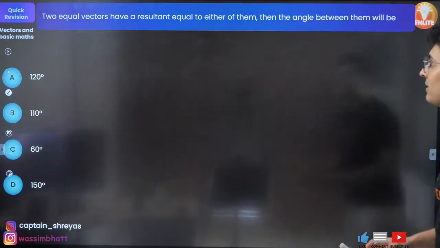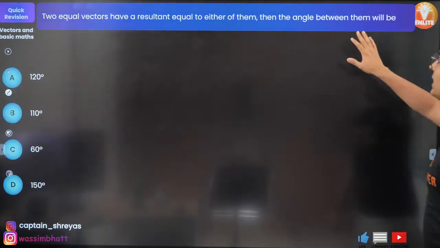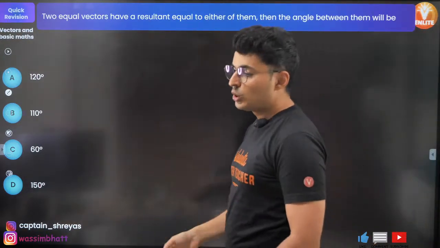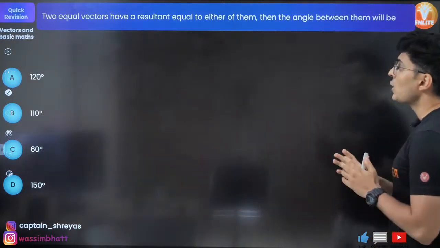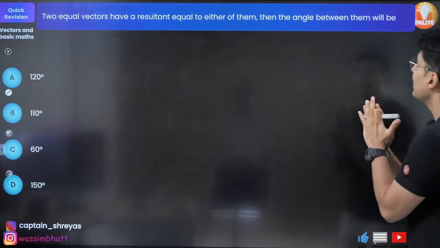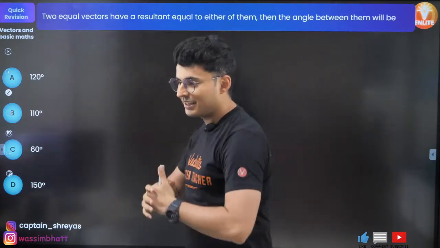Two equal vectors have a resultant equal to either of them. Then the angle between them will be? Two equal vectors. Come on, guys. Have a resultant equal to either of them. Then the angle between them will be.